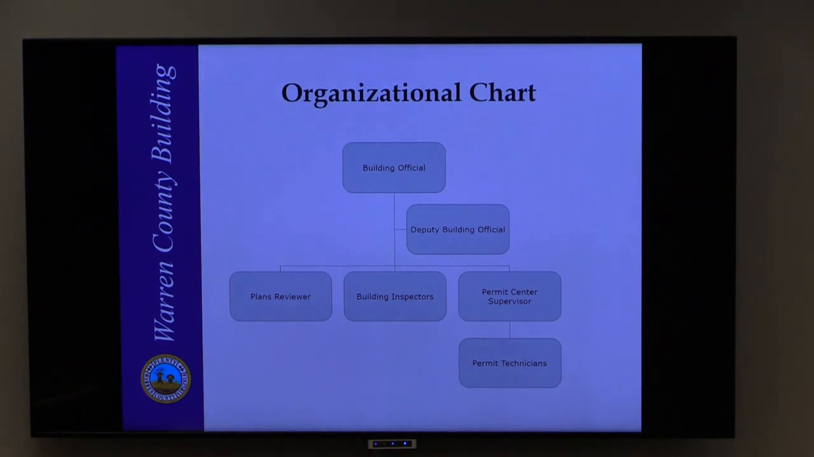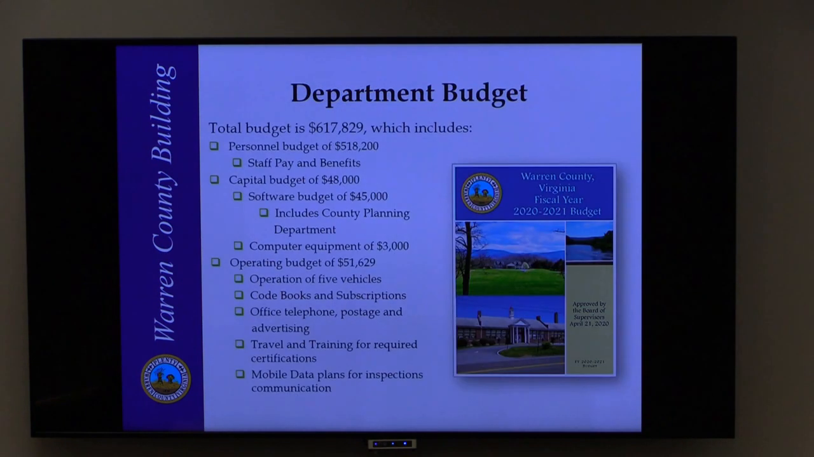Organizational chart. As the building official, I oversee the entire department, but the deputy building official steps in when I'm out of the office, or if there's anything that needs to go through him. Plans reviewer and building inspectors pretty much speak back to either Mark or myself. The permit center supervisor handles the permit technicians as far as any oversight.